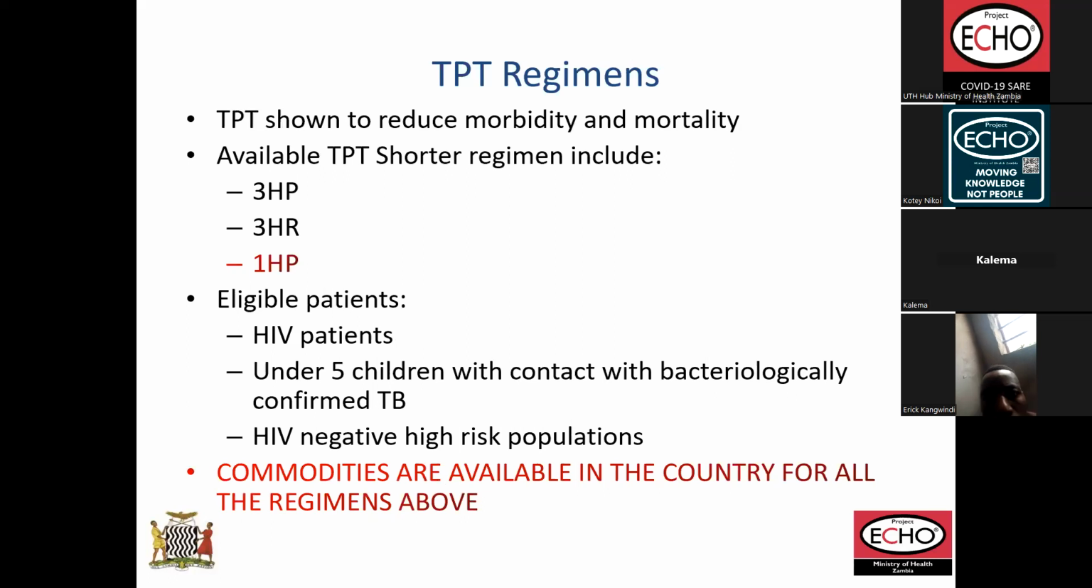For TPT, as you may be aware, we have this shorter treatment regimen, 3HP, 3HR, that has been in circulation. And we also last year received the 1HP as part of the dosing. Now, I've highlighted the 1HP because most of you colleagues are not aware that actually it is within your facilities, it's within your districts that you can make use of it. So this 1HP regimen is highly recommended in an age range of above 13 years. And it can be used in all these groups, especially in the HIV negative population.